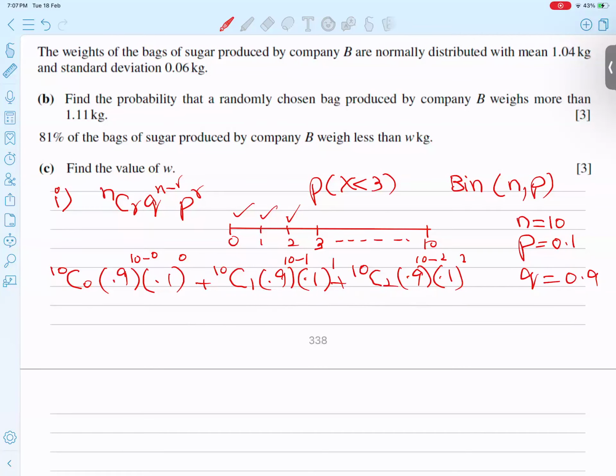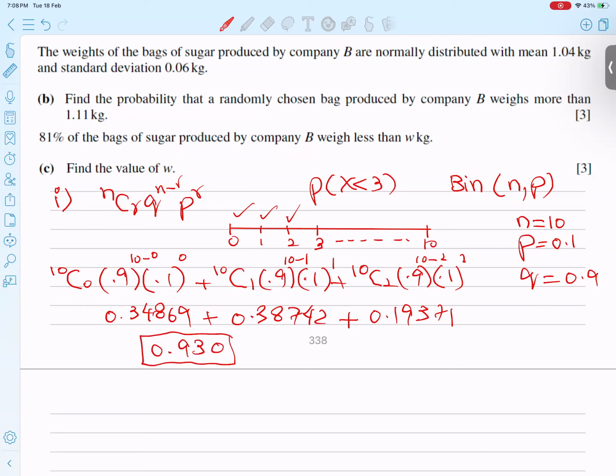Now if we check it in the calculator and type it in, I got 0.34867 or 69. This gives us 0.38742. You can find out your mistakes. And here 0.19371. And the final answer coming to us is 0.930. I think this part is very clear. So let's go for the next part.